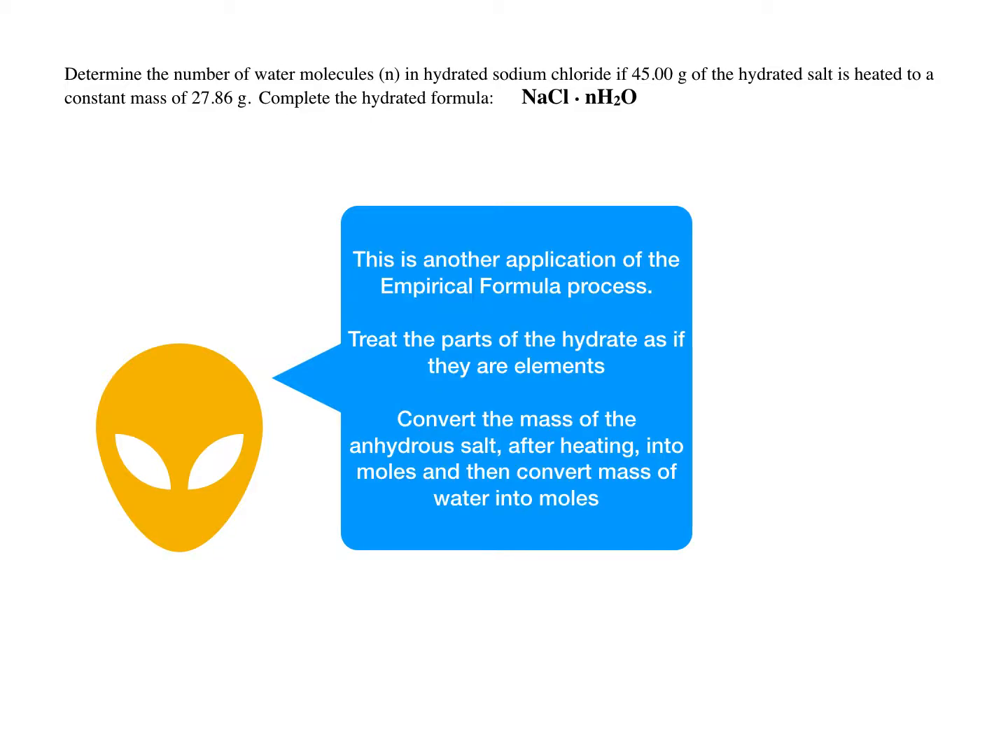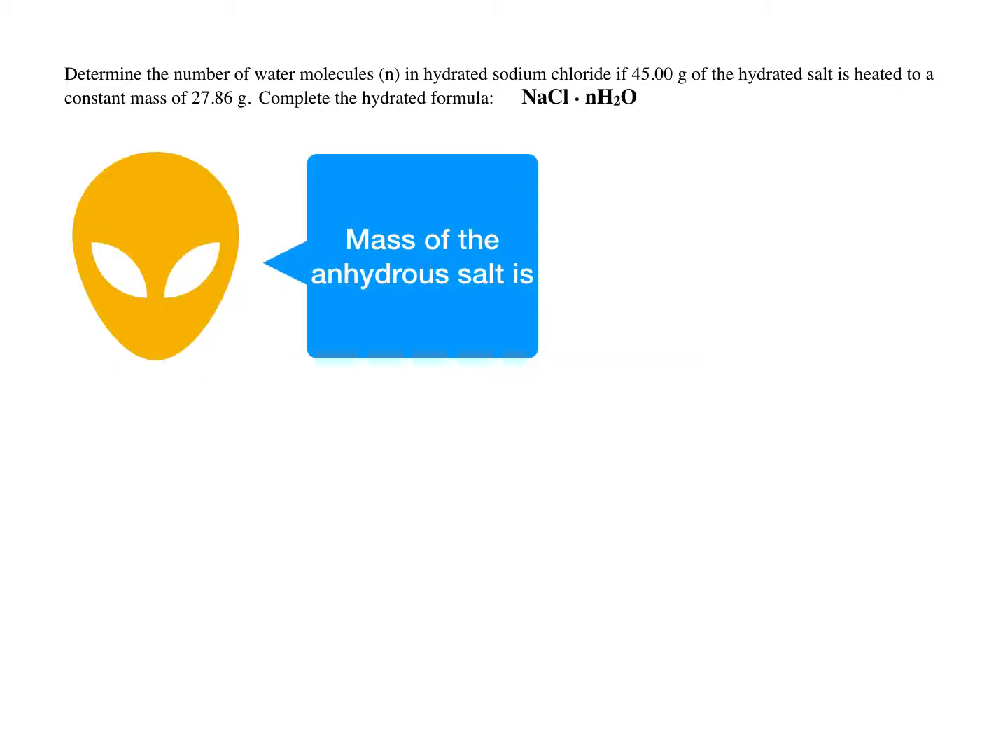So the first thing we have to do is convert the mass of the anhydrous salt after heating into moles, and then convert the mass of the water into moles. So first, identify the mass of the anhydrous salt. Notice that in the word problem, you are provided two masses, 45.00 grams and 27.86 grams. The 45.00 grams is for the hydrated salt. Hydrated meaning water is present.